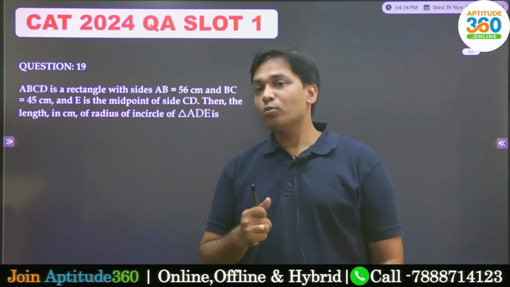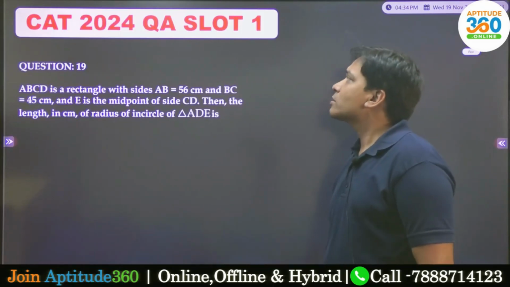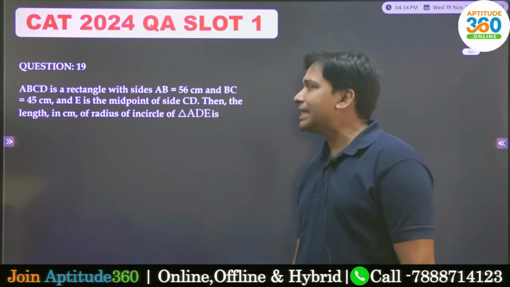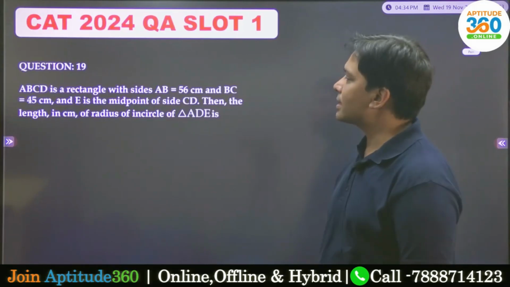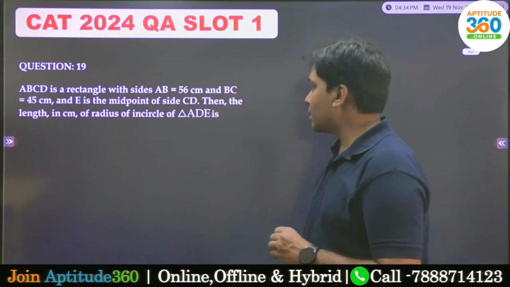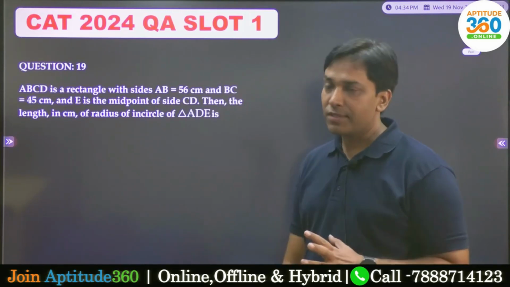Let us solve this question. It was asked in CAT 2024, Slot 1, question number was 19. It says that ABCD is a rectangle with sides AB as 56 centimeters and BC as 45 centimeters.